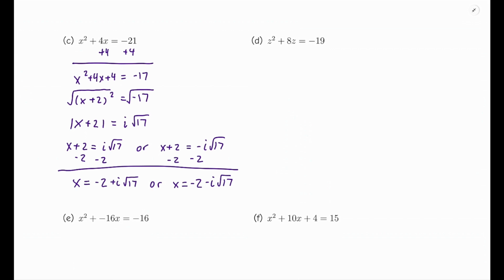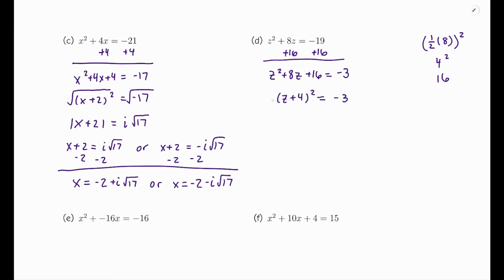Part D, we have z squared plus 8z equals negative 19, so I need to take half of that middle term and square it, which becomes 4 squared, which is 16. So I'm going to add 16 to both sides of this equation. We get z squared plus 8z plus 16 is equal to negative 3. The left-hand side factors as (z plus 4) squared, which is equal to negative 3.